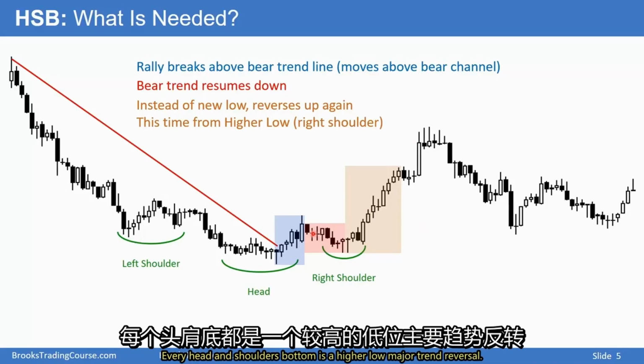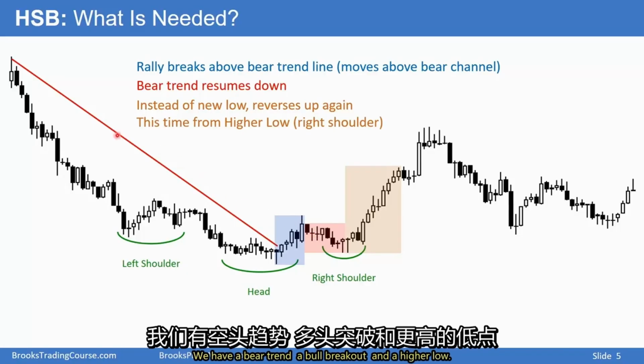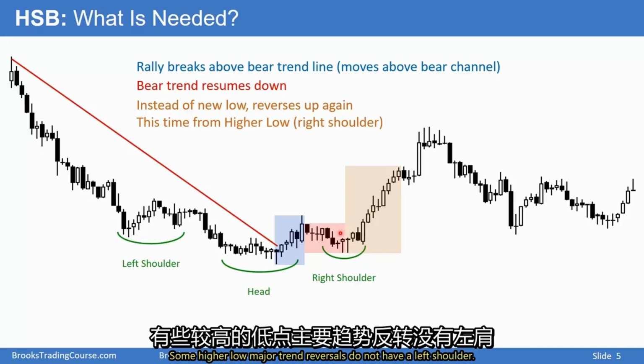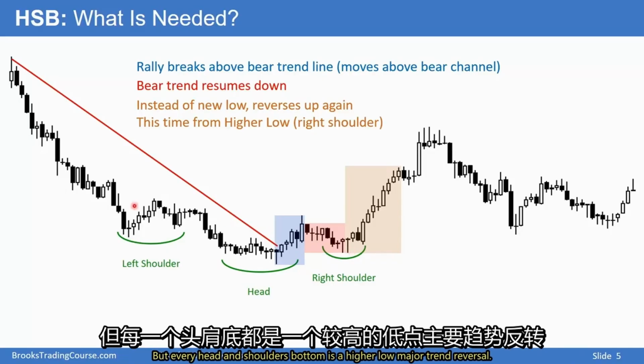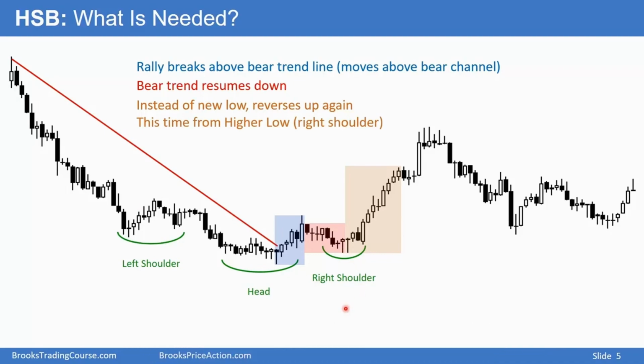Every head and shoulders bottom is a higher low major trend reversal. You have a bear trend, a bull breakout, and a higher low. Some higher low major trend reversals do not have a left shoulder. Therefore, many higher low major trend reversals are not additionally head and shoulders bottoms. But every head and shoulders bottom is a higher low major trend reversal.